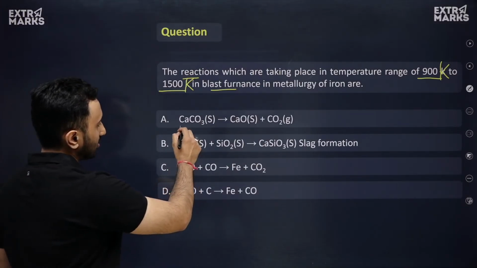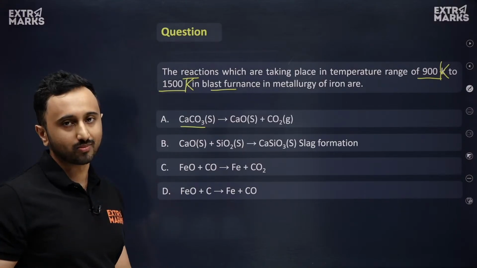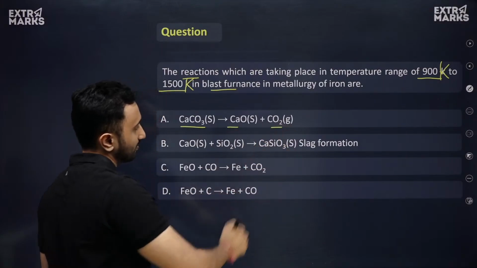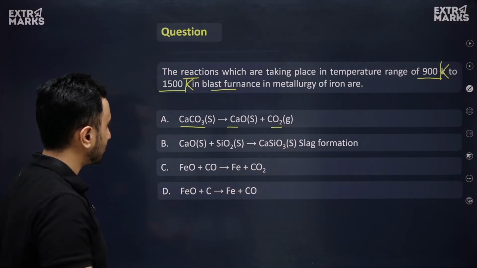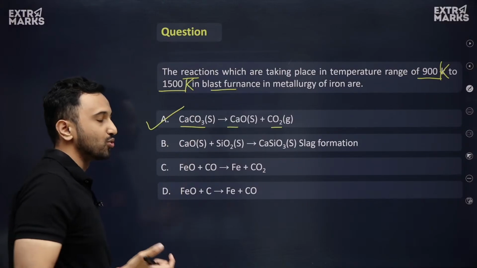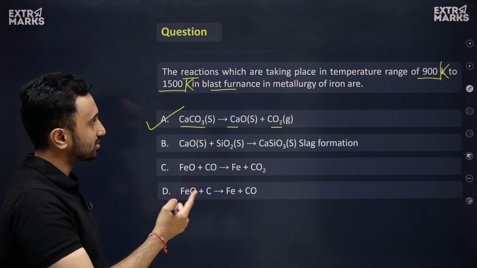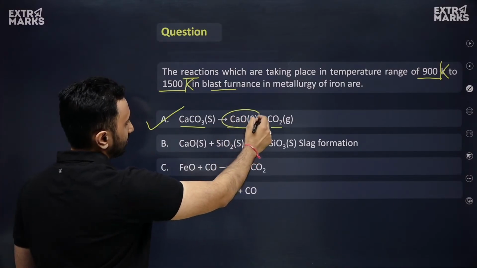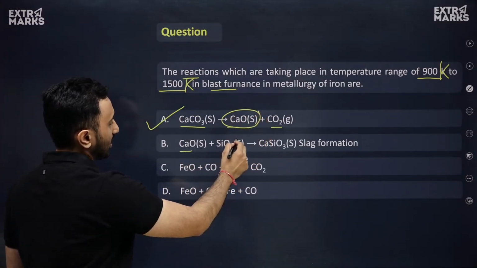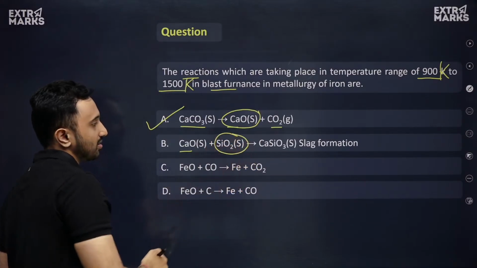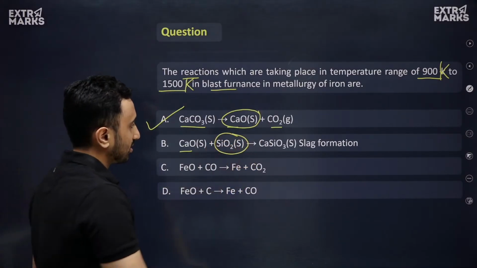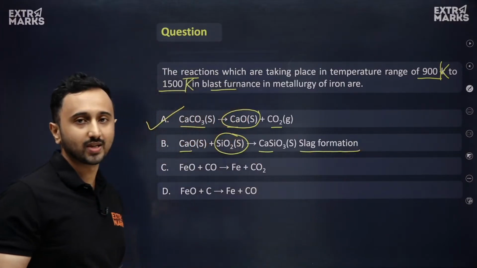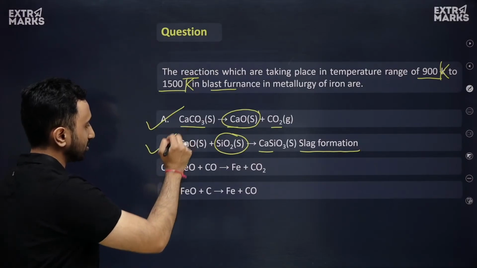So first one would be decomposition of limestone, calcium carbonate. It will decompose to form calcium oxide and CO2 gas. Is this correct? Yes, it is. This will happen in the upper portion of the blast furnace in this temperature range. Now, once we have this calcium oxide, it will combine with SiO2, which is the gangue part, and form calcium silicate, and yes, slag formation will happen. This is also correct. It will happen in the upper portion.